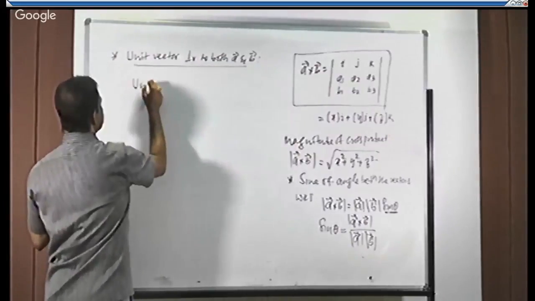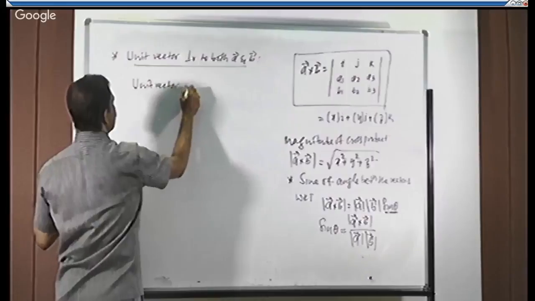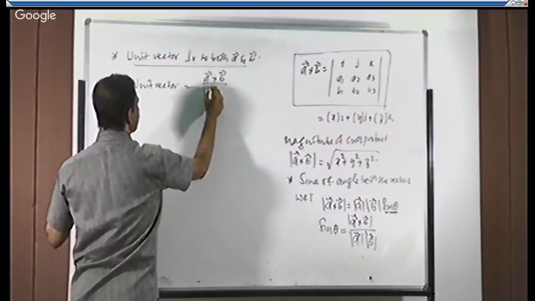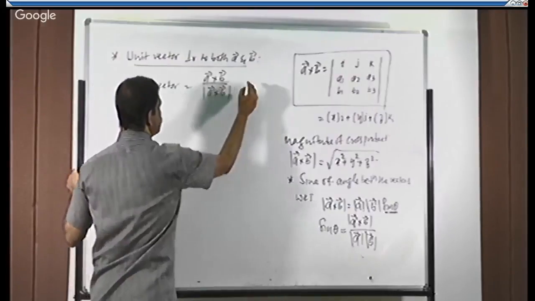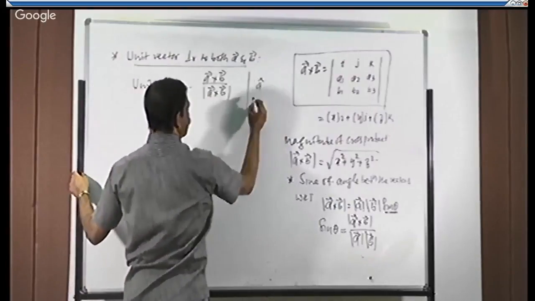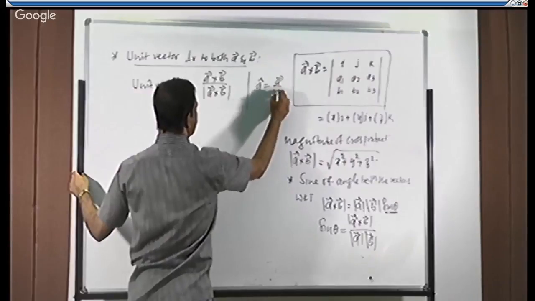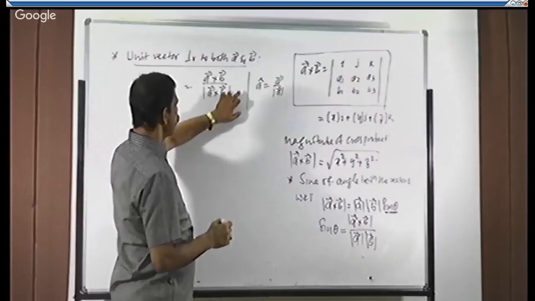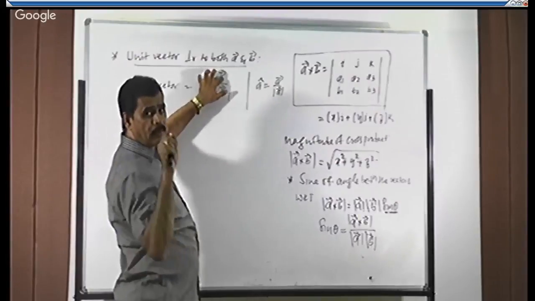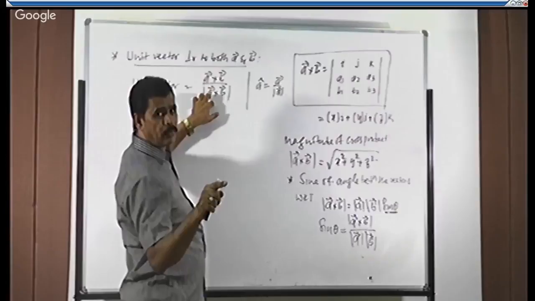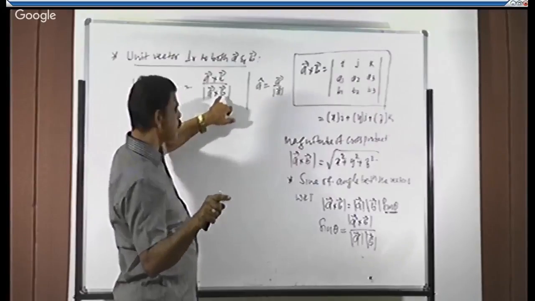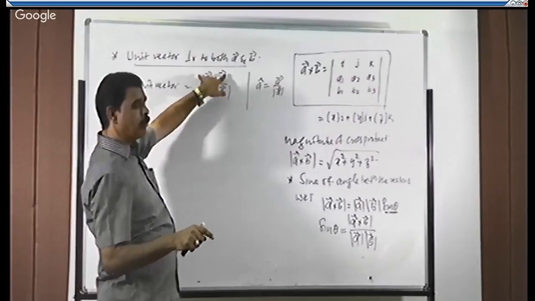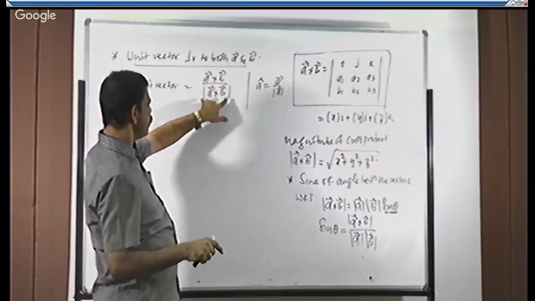So the unit vector is always vector A cross B divided by its magnitude. Please remember this one. Unit vector of A is always equal to vector A divided by its magnitude, correct? We are finding a unit vector along A cross B. That vector is always perpendicular to both A as well as B vector. That's why the unit vector is nothing but vector A cross B divided by its magnitude.